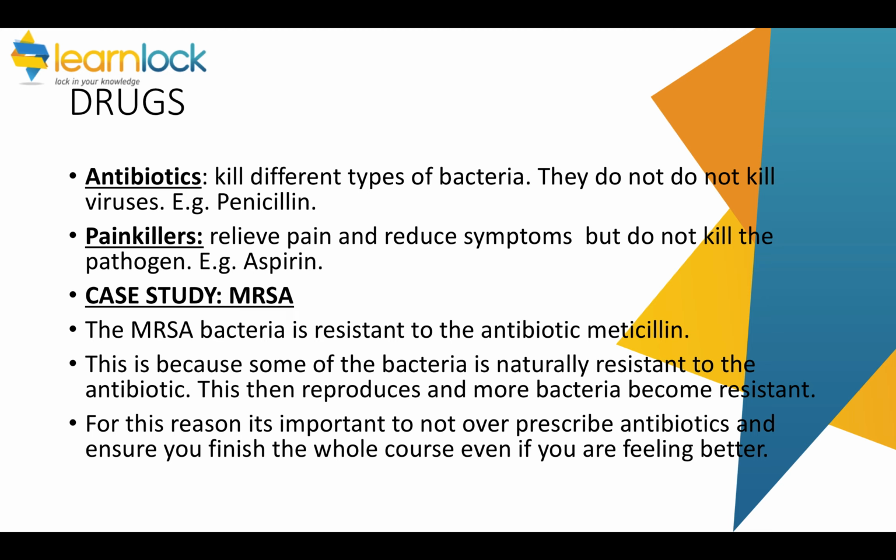The most common example of this is MRSA, and that's a bacteria that actually increased in hospitals. It became resistant to a particular antibiotic, and that strain that became resistant then reproduced. And when it reproduced, it passed on that resistance. So more and more of the bacteria became resistant to the antibiotic. This is an example of natural selection, which we talk about in another tutorial. So it's important that doctors don't just give prescriptions for antibiotics for anything, but only things that are severe enough to need them. And also, even if you're feeling better, you must finish the full course of antibiotics.